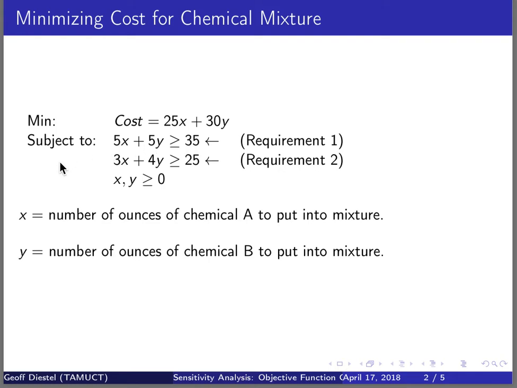So in this case, we can think of a chemical mixture. X is representing the number of ounces of chemical A to be put into a mixture, and Y is the number of ounces of chemical B to be put into a mixture. There's a cost to creating such a mixture, so there's $25 per ounce, or 25 cents, however you want to think about it. Let's just make it dollars. It's not really relevant to what we're talking about. That's for each ounce of chemical A, and $30 per ounce for each ounce of chemical B.